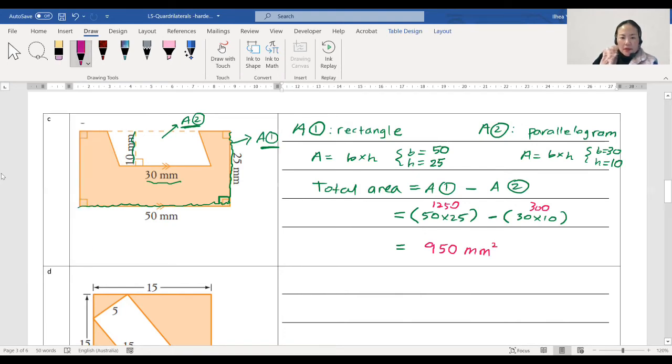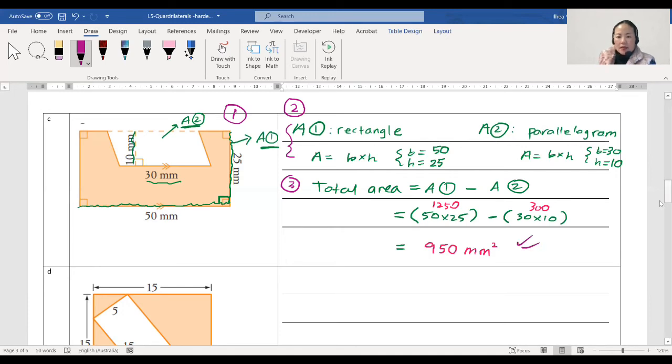First step was we name them. Second step, we find out which type of quadrilateral we're dealing with and the formula. There were 2 things we have to think about. And step 3, we find the total area. Okay, all right, so that was it.